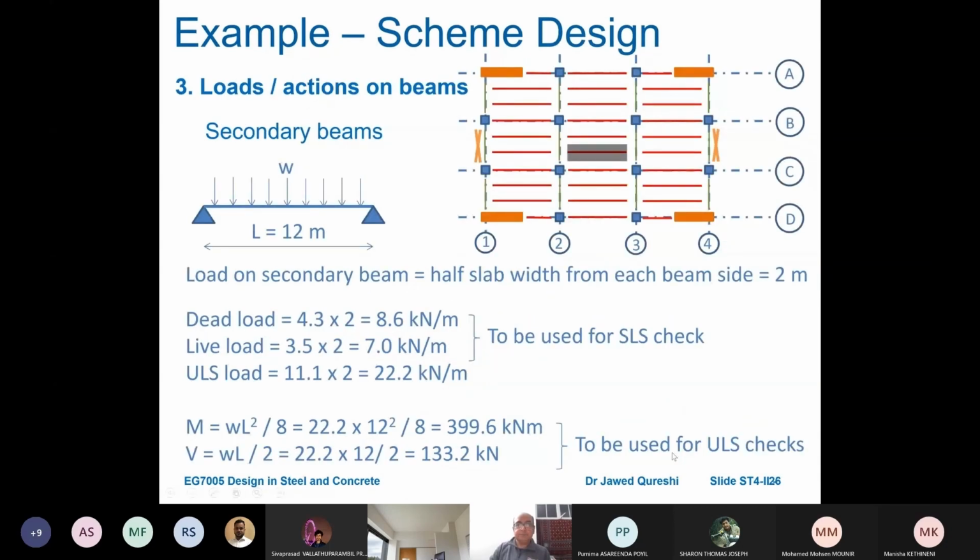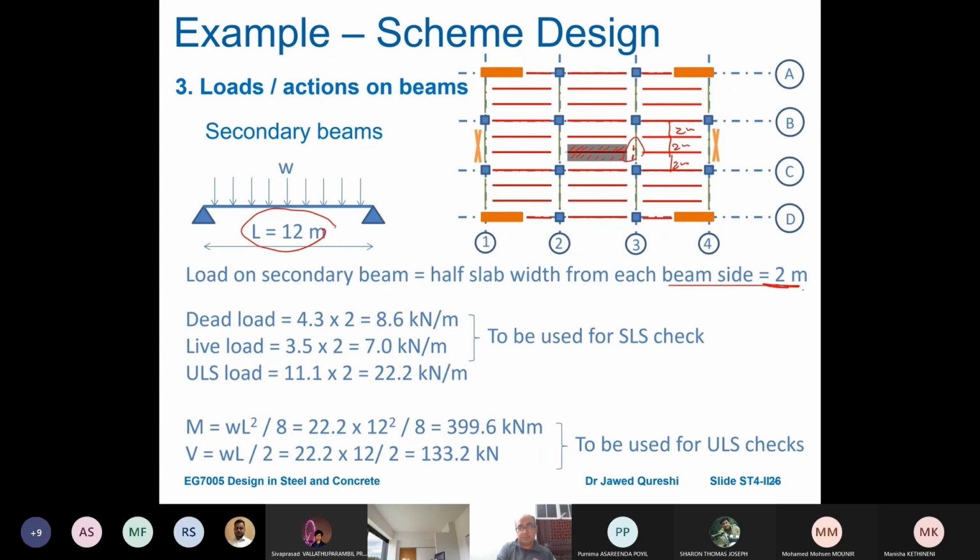So from here, I will work out loading on secondary beams. First, span of secondary beam is 12 meter. Load on secondary beam is equal to half width from each beam side. Now this width, this is 2 meter, this is 2 meter, this is 2 meter. So if I'm talking about this, this is half slab width from each beam side. So from the top and from the bottom, I will have 2 meters. So that's the reason it is 2 meters.